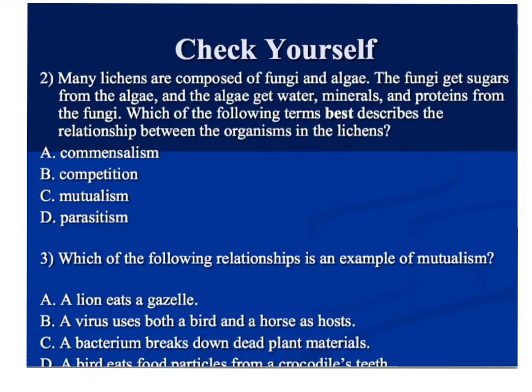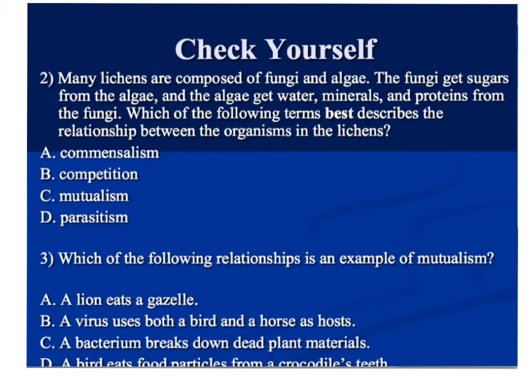Now we went over number 1 in class a little while ago, but we'll go over 2, 3, and 4, and if you didn't get these answers, you need to make sure you go back and watch the video. So question 2 says, many lichen are composed of fungi and algae. The fungi get sugar from the algae, and the algae gets water, minerals, protein from the fungi. Which of the following terms best describes the relationship between organisms?